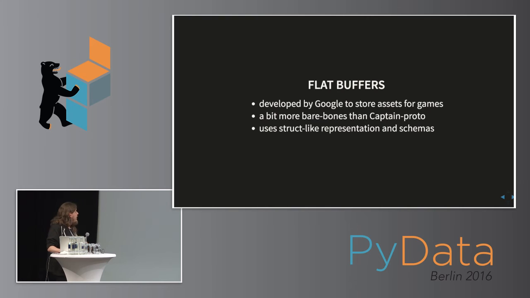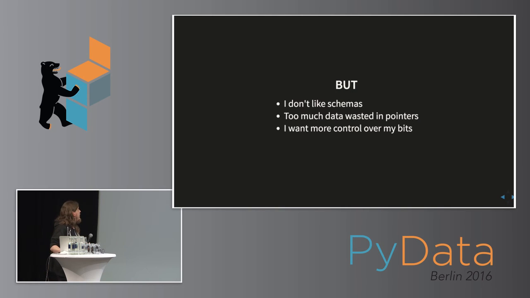Yeah. So another format that I really can't get into because I don't really have a lot of time is something called flat buffers. It was developed by Google to store assets for games. It's maybe something that I would use nowadays. It's a bit more bare bones than Cap and Proto and gives you a little bit more control, but also it gives you less powerful features. And again, it uses a struct-like representation and schemas to track the data.